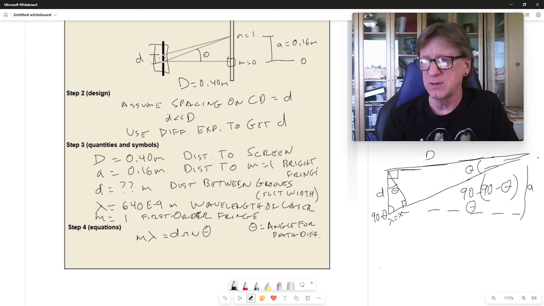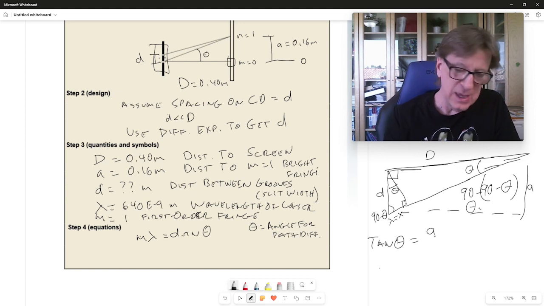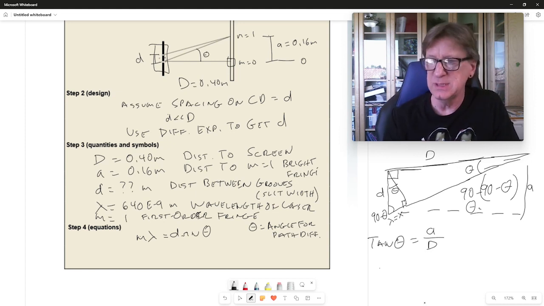This is the little triangle. This is my big triangle here. I don't want to draw it in 2 different scales. So now I know that the tangent of theta must be equal to my opposite over my adjacent. And so that's going to be A over capital D.